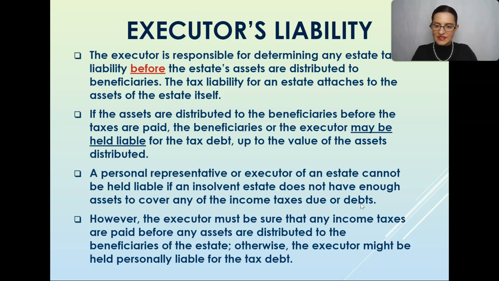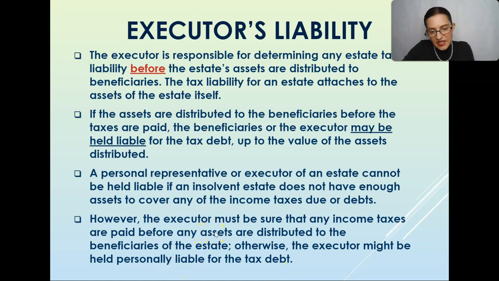The estate has houses, it has cars. The taxpayer will die with those types of assets. And the kids will come in and try to sell all of those assets so they can get the money. And they won't take care of the tax liabilities first. Tax liability has to be taken care of first. Then what's left, if there is anything left, can be distributed to the beneficiaries, but not before. The executor must be sure that any income taxes are paid before any assets are distributed to the beneficiaries of the estate. Otherwise, the executor might be held personally liable for the tax debt.